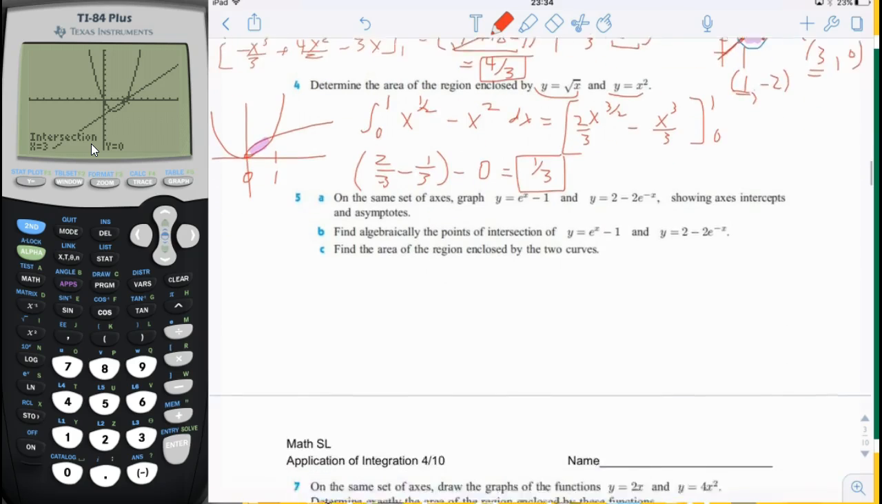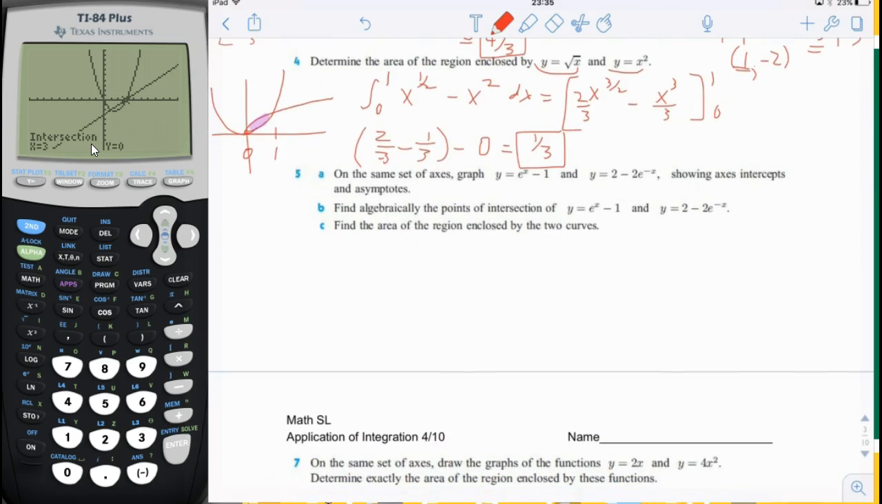Okay. Last one for this page, 5a. On the same set of axes, graph y equals e to the x minus 1 and y equals 2 minus 2 e to the minus x, showing axes, intercepts, and asymptotes.